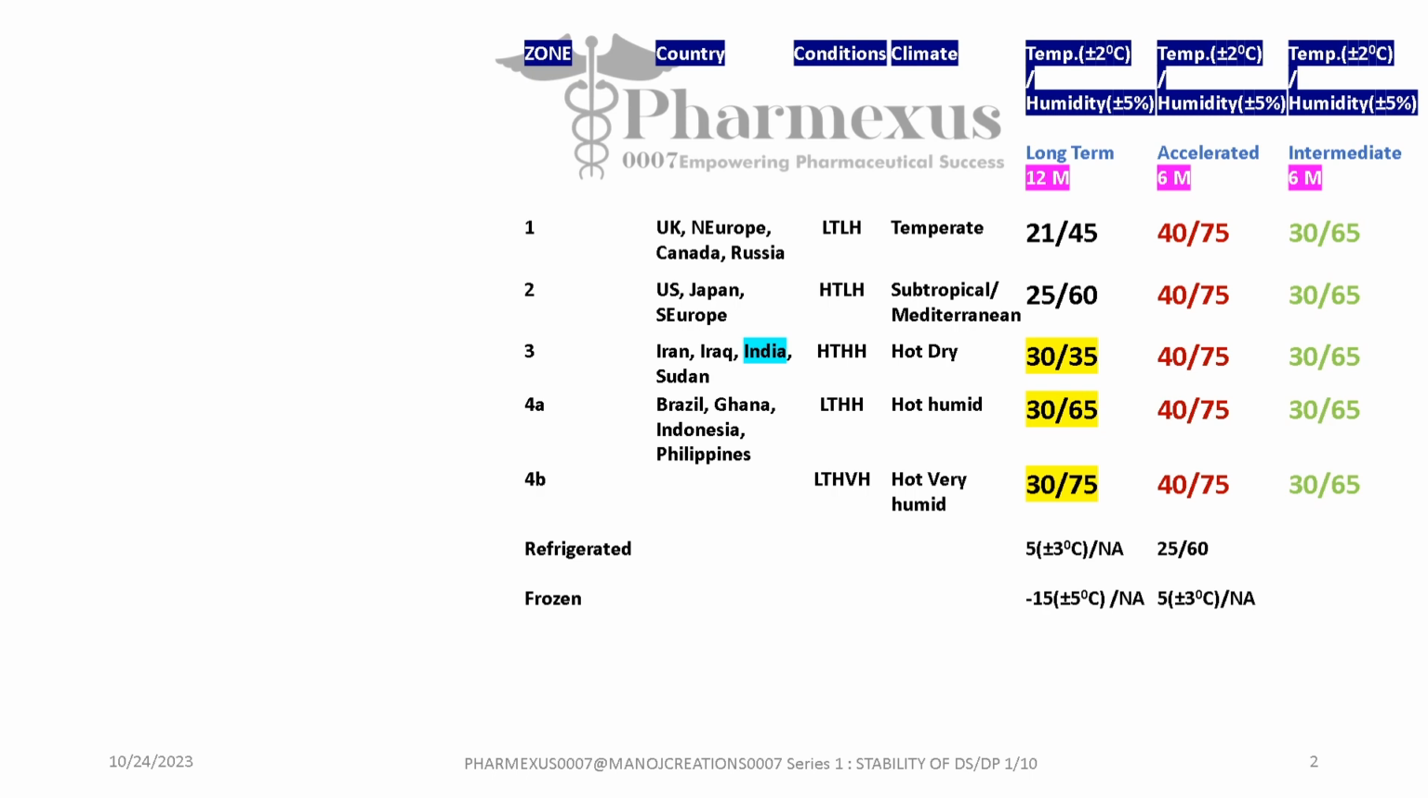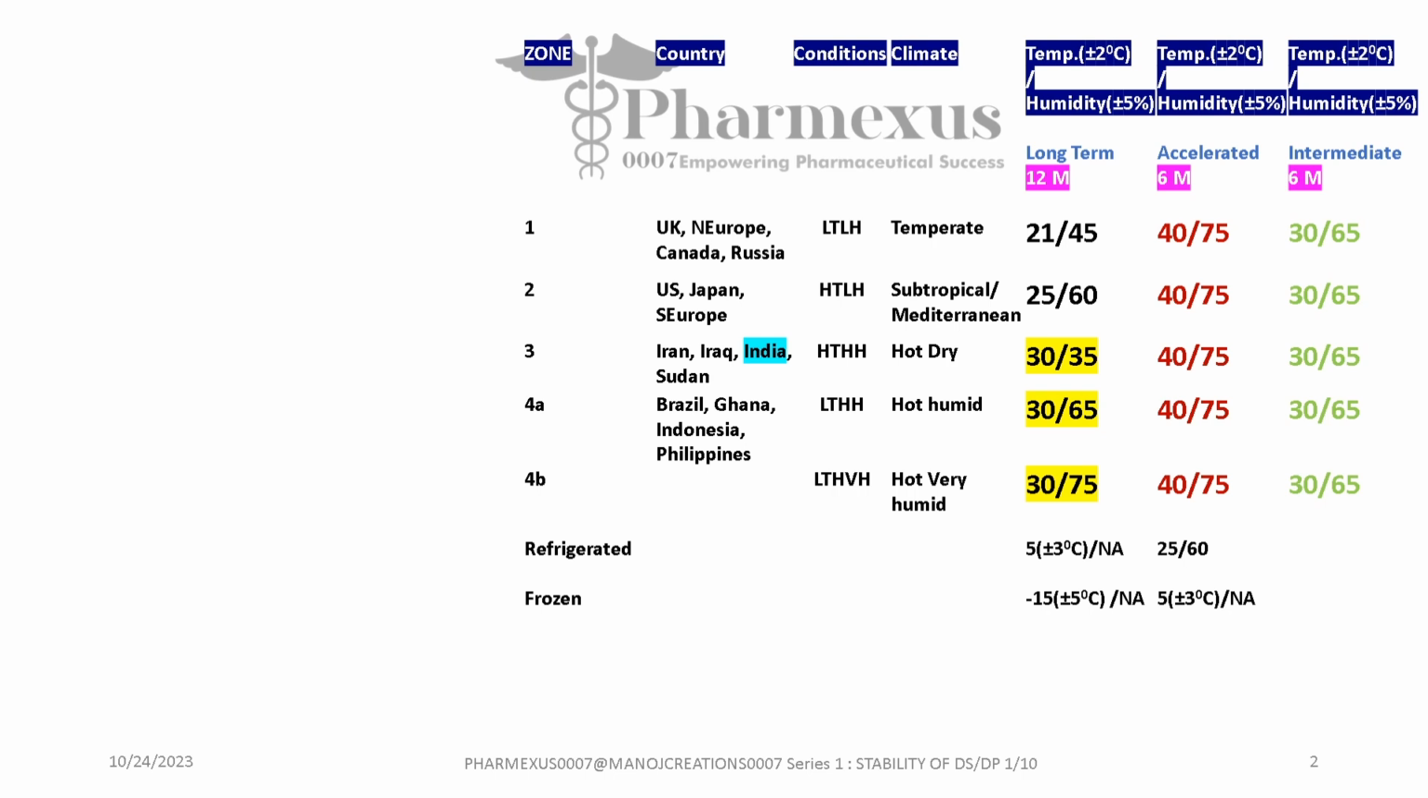The respective countries coming under these zones, for zone 1 is UK, North Europe, Canada and Russia. Here the major countries have only been highlighted, but there is a big list of other countries also under these zones. Zone 2 will have US, Japan, South Europe and other countries. Zone 3 will have Iran, Iraq, India, Sudan. Zone 4A will cover India along with Brazil, Ghana, Indonesia, Philippines. Zone 4B will have countries related to hot, very humid climatic conditions.